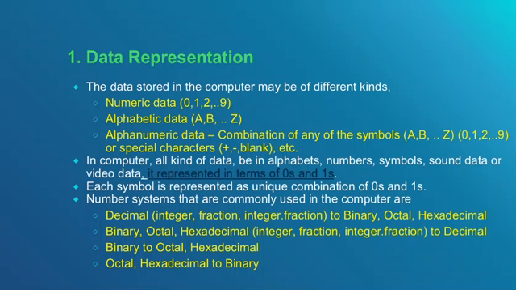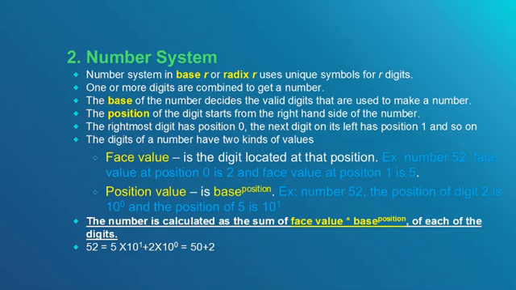What are the commonly used number systems in computers? We'll be using the binary system, octal, hexadecimal and decimal system. These are the four commonly used number systems in computers. So let us see what a number system in computers is.